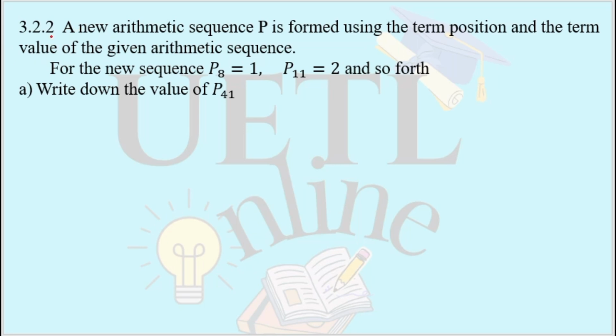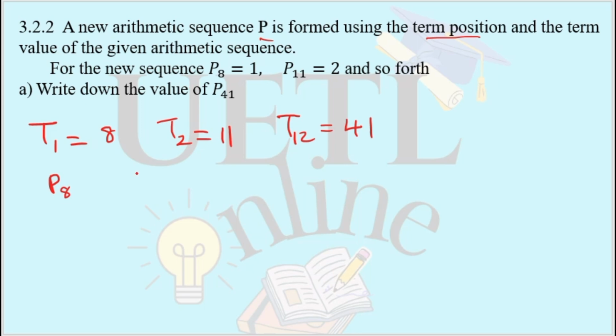Now let's have our next question, which is a continuation from class. It says that a new arithmetic sequence P is formed using the term position and term value of the given arithmetic sequence. We have a given arithmetic sequence where T1 is equal to 8 and T2 is equal to 11, and we've successfully found that T12 is equal to 41. Now let's go on to our next question. For the new sequence, P8 is equal to 1 and P11 is equal to 2.